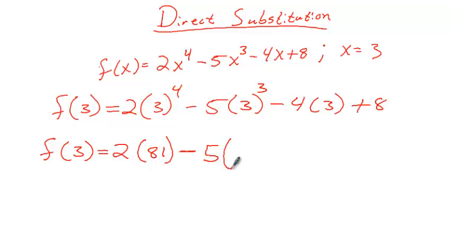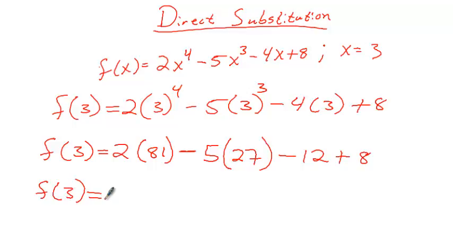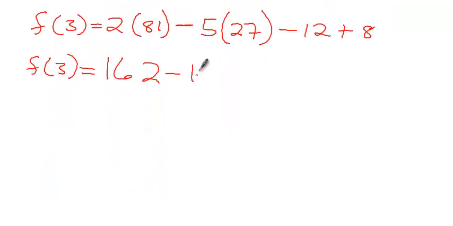What's 3 to the 3rd? So what's 3 times 3? Times 3 is 27. 4 times 3 is 12. Okay. So I still have multiplication to deal with here. What's 2 times 81? 162. 5 times 27. 5 times 7 is 35. 5 times 2 is 10, so it's 135. And what's negative 12 plus 8 real quick? Negative 4. Okay.